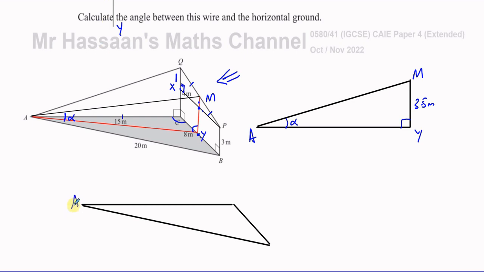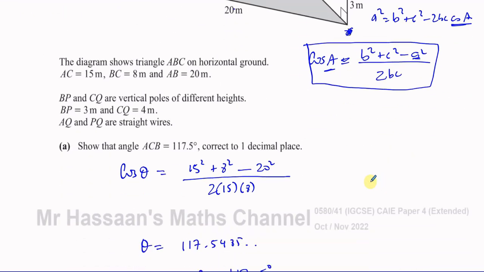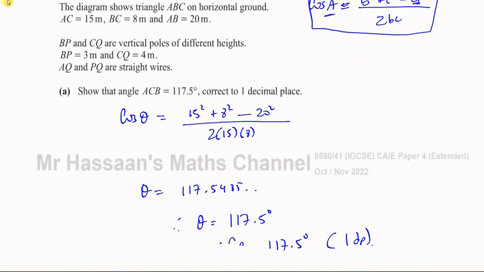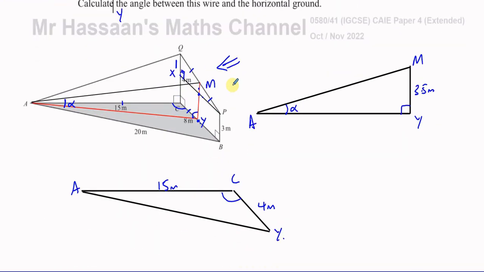Here we have A, here we have C, here we have Y. I know that this is 15 meters, and I know that this is 4 meters. I know this is 4 meters from here to there, because this is the midpoint, right? If that's the midpoint of that, the midpoint of that, the midpoint of that. So that's 4 meters. And I know this angle from the first part of the question. This angle was 117.5485 in this exact form. Okay, so that's the angle over here, angle C.